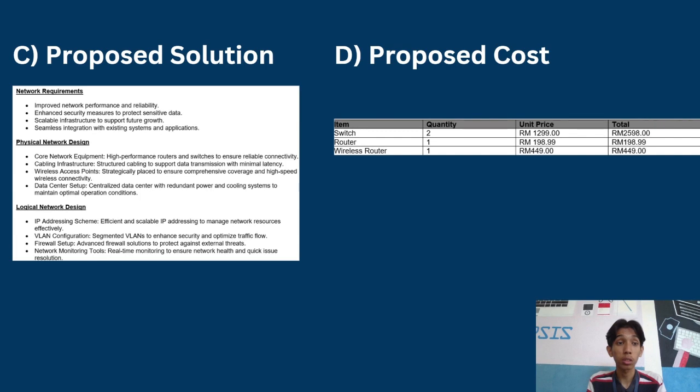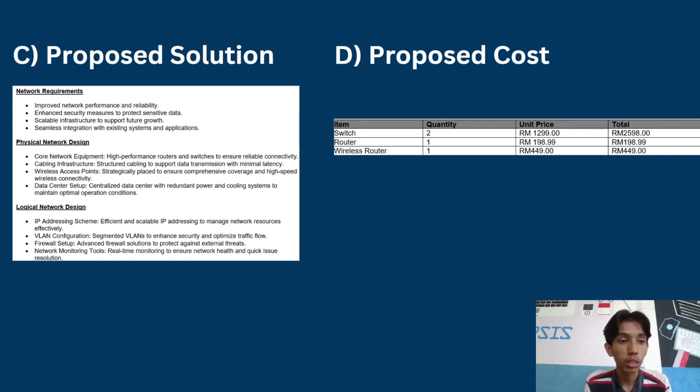For the proposed solution, there are three things that we need to do: network requirements, physical network design, and logical network design. For the network requirements, improve network performance and reliability. After that, enhance security measures to protect sensitive data. Then, scalable infrastructure to support future growth. And lastly, seamless integration with existing systems and applications.